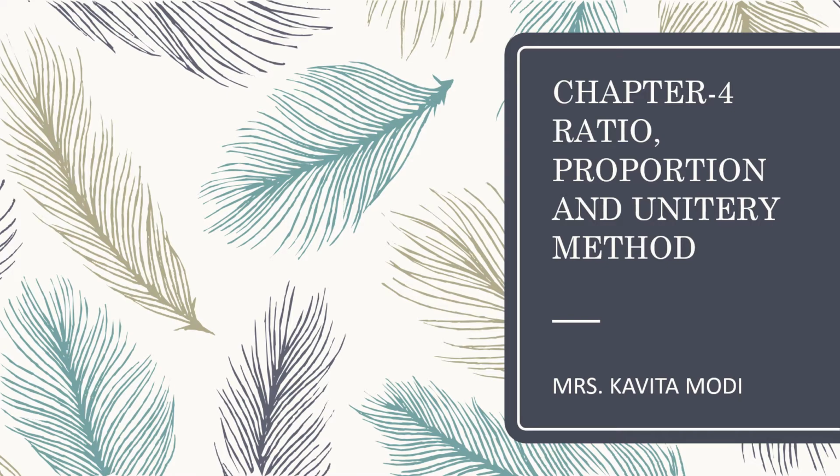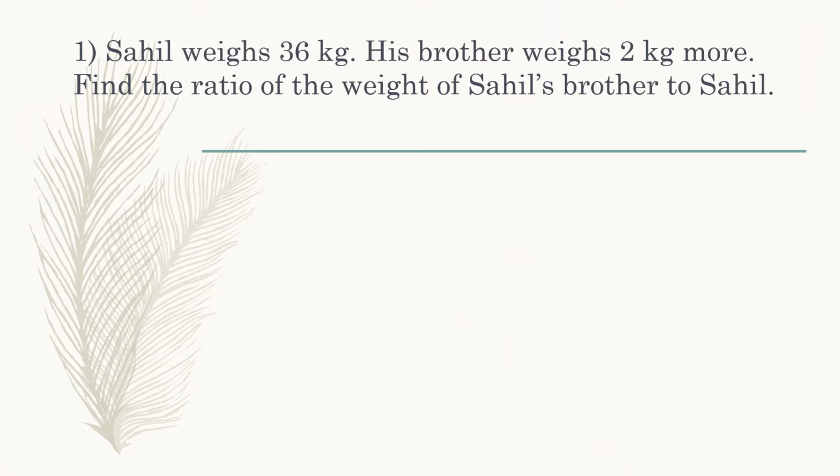In this chapter we are going to solve some questions of brain teasers. Question number 1. Sahil weighs 36 kg. His brother weighs 2 kg more. Find the ratio of the weight of Sahil's brother to Sahil.